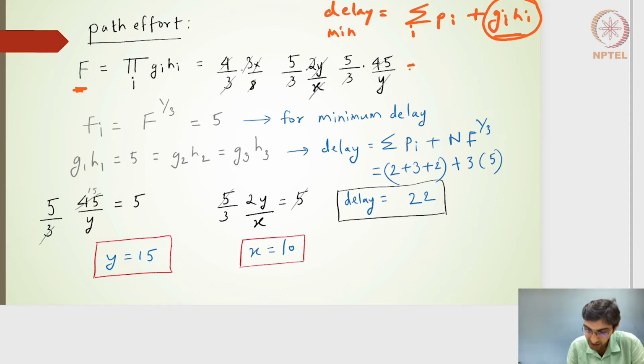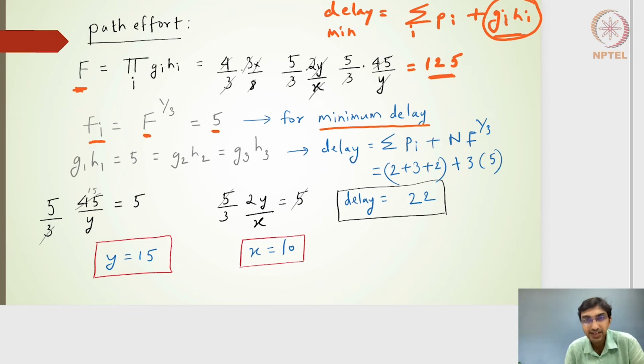So if I can find out that value, which turns out to be 125 here, right, so if I do the calculation, 4 by 3, 3x by 8, 5 by 3, 2y by x, and 5 by 3, 45 by y, all the x's and y's get cancelled, and then finally we will be having the 125 value. The individual stage efforts will be f raised to 1 by n, the nth root of the path effort. In this particular scenario, we have only 3 stages. So I'll do f raised to 1 by 3, which turns out to be 5. So we are estimating the individual stage efforts for the minimum delay.